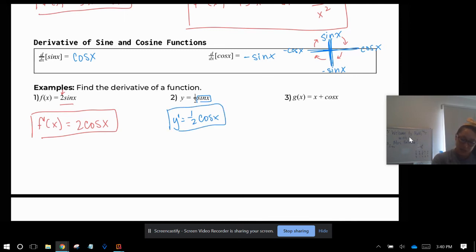Last one, you should try this one on your own for sure. g prime is, okay, what do I do here? I have pieces being added together, so terms. Can I take the derivative of x? Yes. What's the derivative of x? It is 1 x to the 0 power, which is just 1. All right, so that's just 1. And then a second function being added to x, cosine x. The derivative of cosine x is negative sine x. So I get g prime of x is equal to 1 minus sine x.